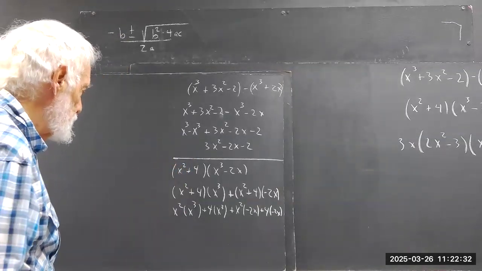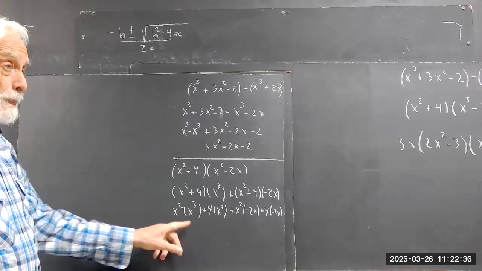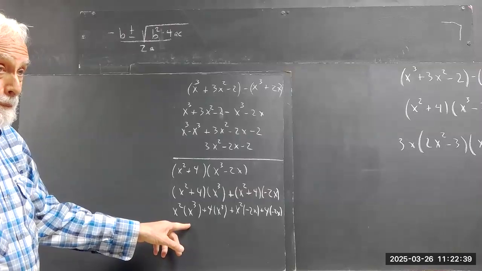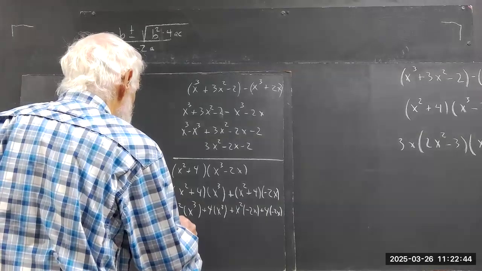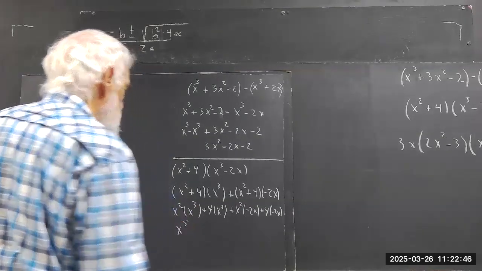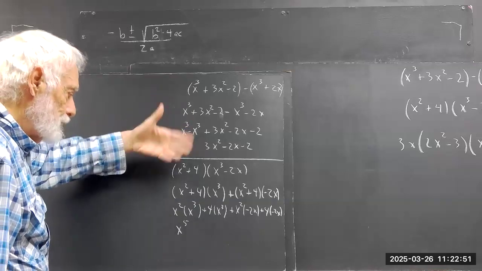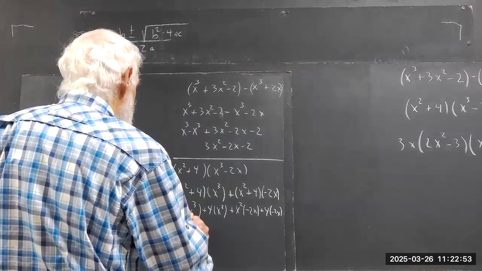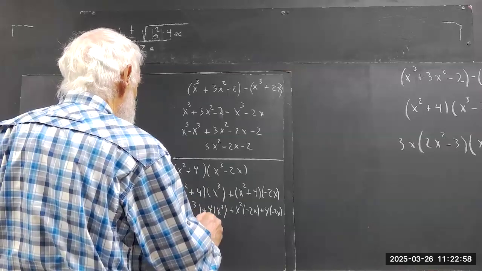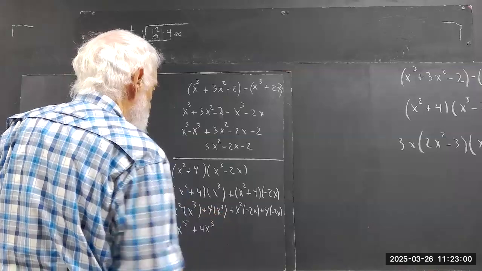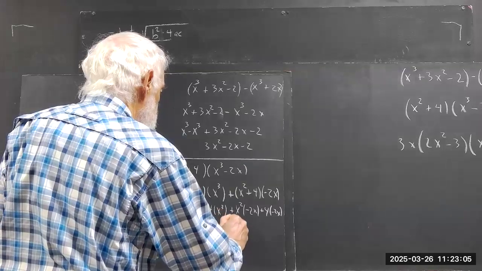Okay, x squared times x cubed. Well, what's that? That means x times x multiplied by x times x times x, right? So x squared times x cubed gives you x to the 5th. And of course, you have the rule: when you multiply the same thing to two different powers, you add the powers. Then 4 times x cubed is 4x cubed. Then x squared times negative 2x is going to be negative 2x cubed.